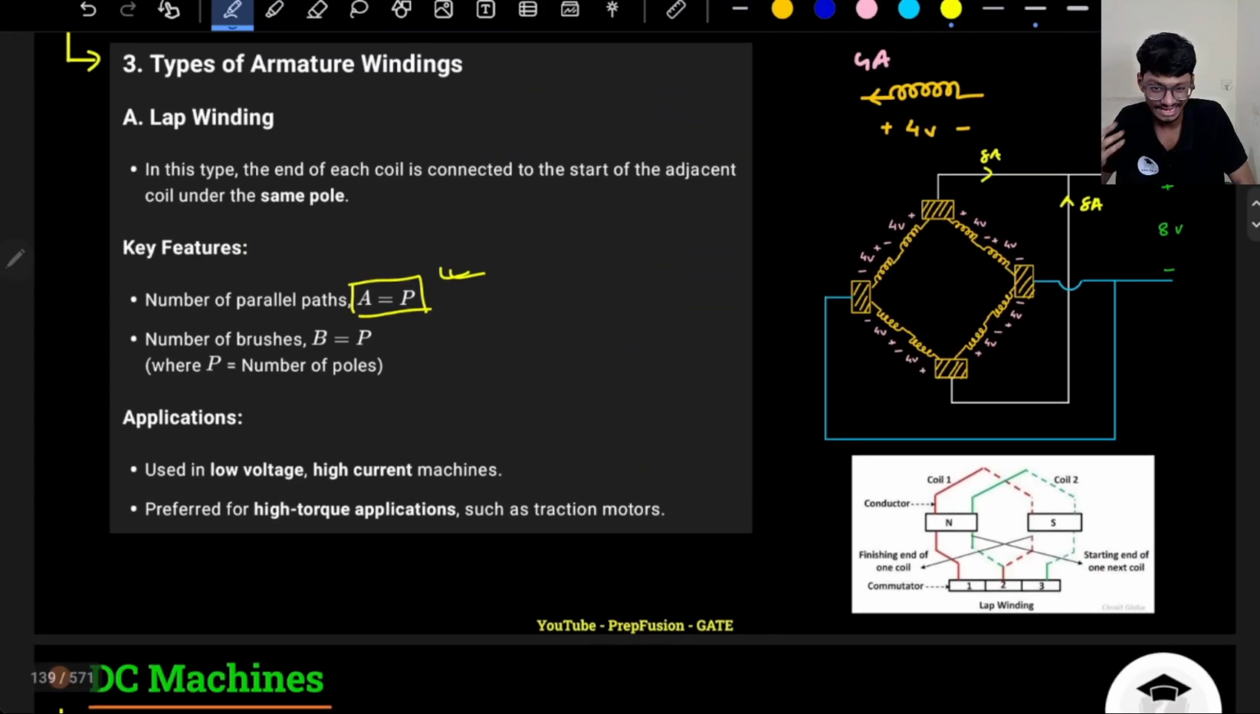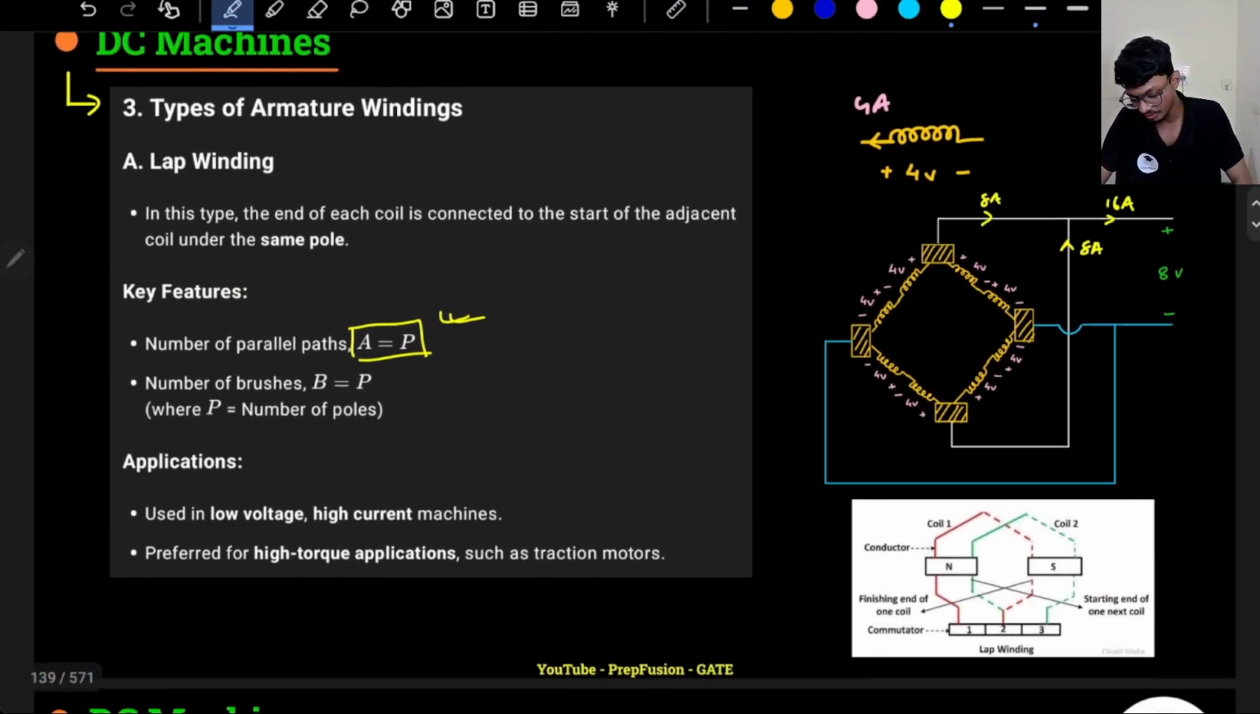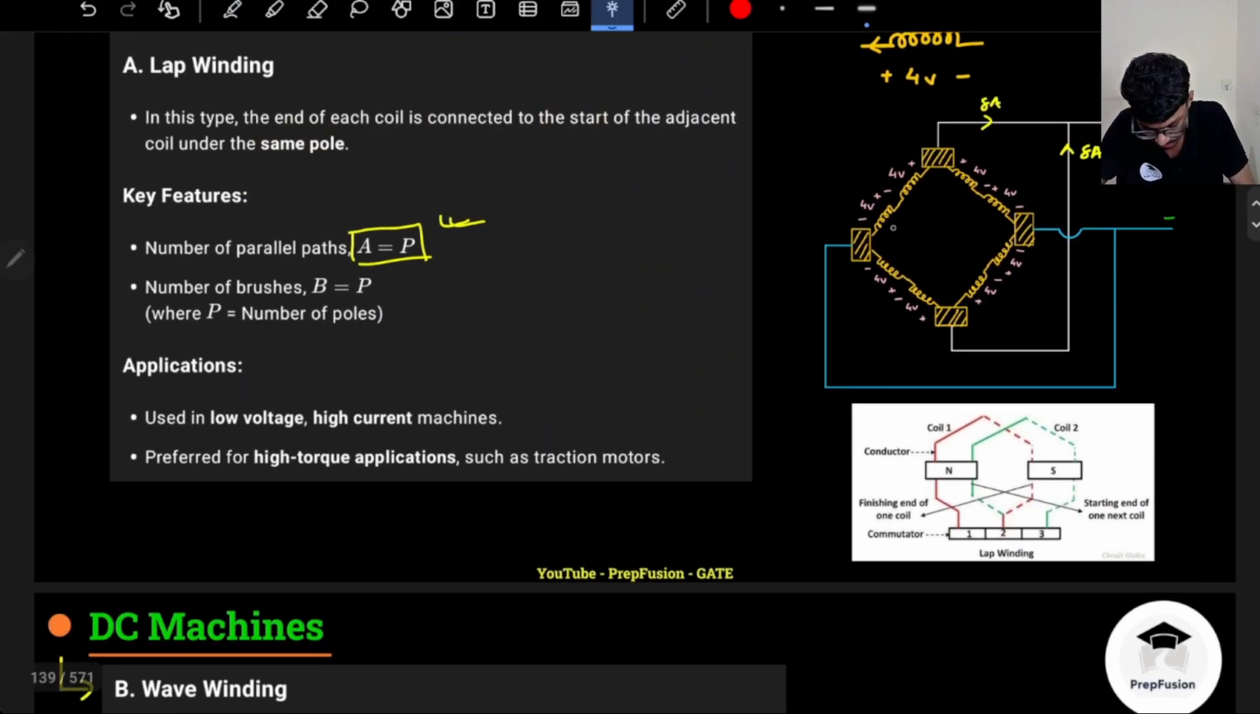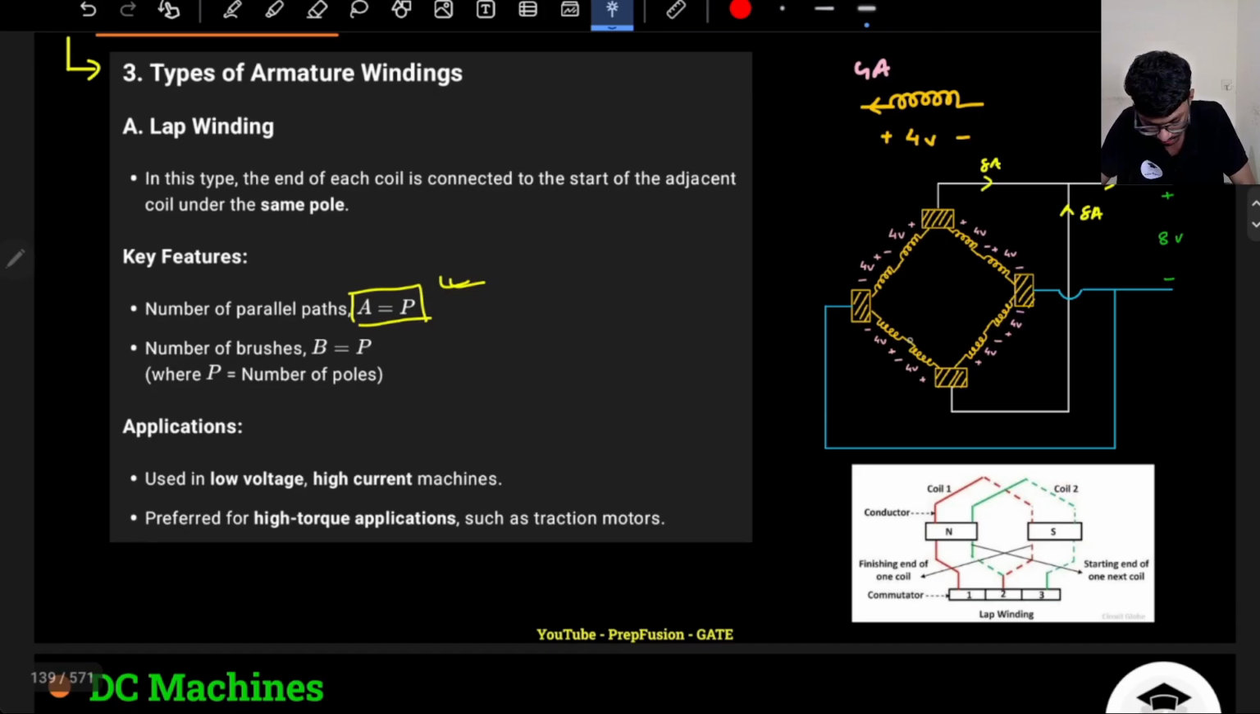Okay, what is lap winding physically? Physically, lap winding basically means the end of each coil will be connected to the start of the adjacent coil. Just like here, if you see, this is the end of the red coil, right? So it is connected to the start of coil 2. So basically, here as well, end of one coil is connected to the start of the other coil. Here as well, and here as well, same thing, right?